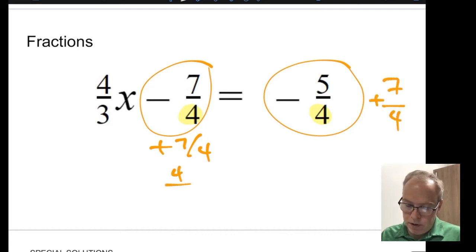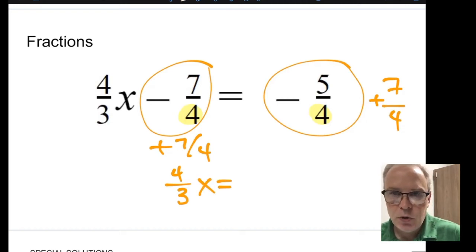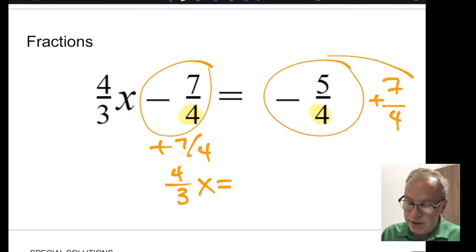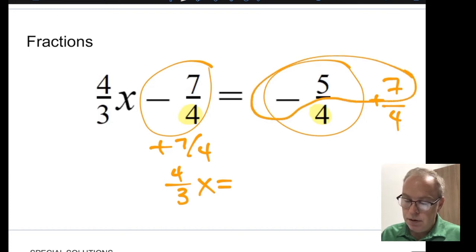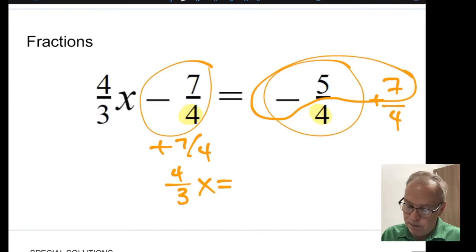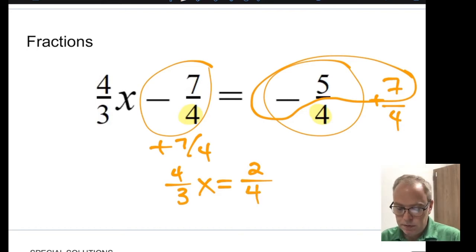So you get 4/3 x equals. Now, when you add fractions, listen to me, please. Listen. When you add fractions, you have to have a common denominator, all right? We got a 4 here. All you do is you add the tops. All right, we got a -5. I like to think of that as a -5 plus 7 is 2. And then the denominator stays the same. Okay, so we get 2/4. So 4/3 x equals 2/4.